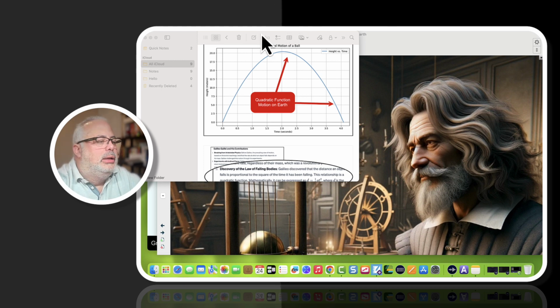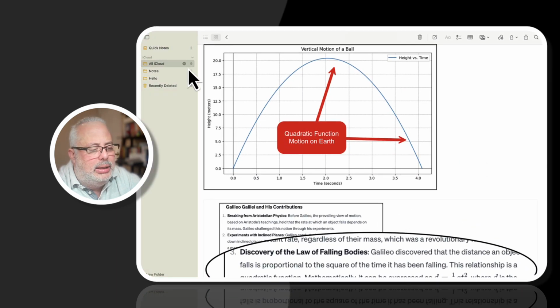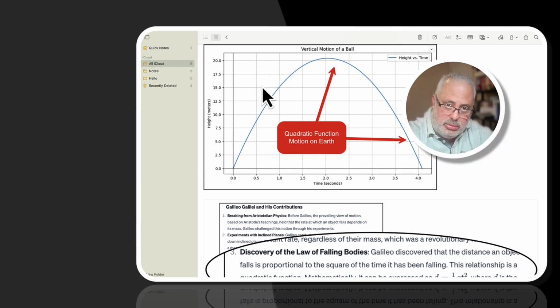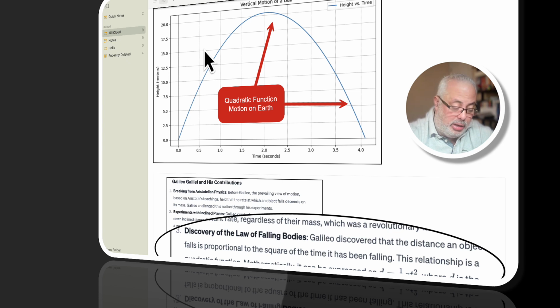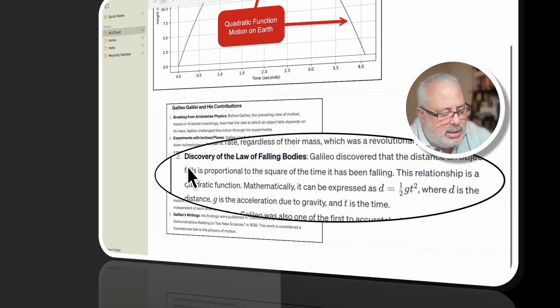So let me magnify here one of my notes, and you can see here the parabola, which is the quadratic representation, the geometrical description of the motion on Earth. We have a particular example that I will be going over later. It's the vertical motion of a ball. But let's go over Galileo's achievements.